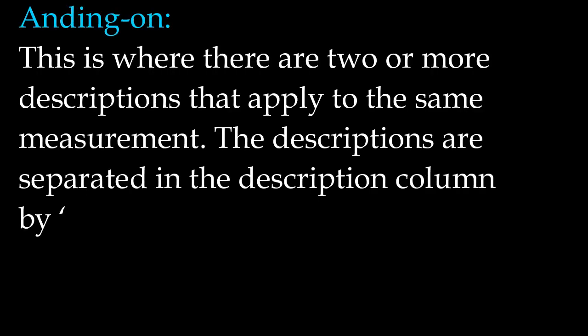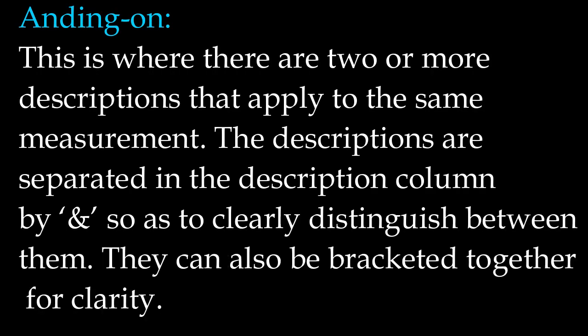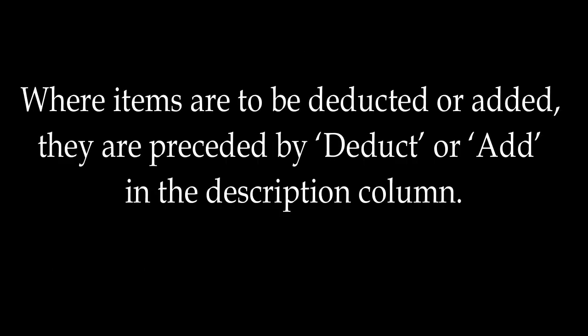Anding on. This is where there are two or more descriptions that apply to the same measurement. The descriptions are separated in the description column by "and" so as to clearly distinguish between them. They can also be bracketed together for clarity. Where items are to be deducted or added, they are preceded by "deduct" or "add" in the description column.